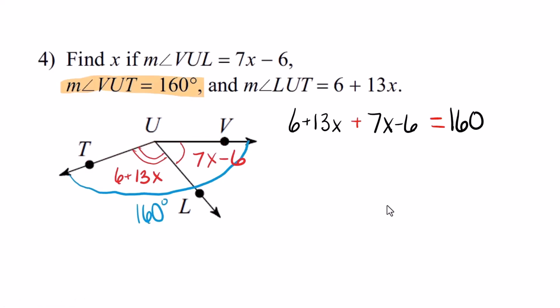And let's clean this up, simplify a little bit. This 6 and this negative 6 cancel each other out. Woohoo! 13x plus 7x is 20x, and that equals 160. Now let's divide both sides by 20. And 160 divided by 20 is 8. x equals 8. And you didn't have to plug this one back in because the question is asking us to just please find x, and we did.